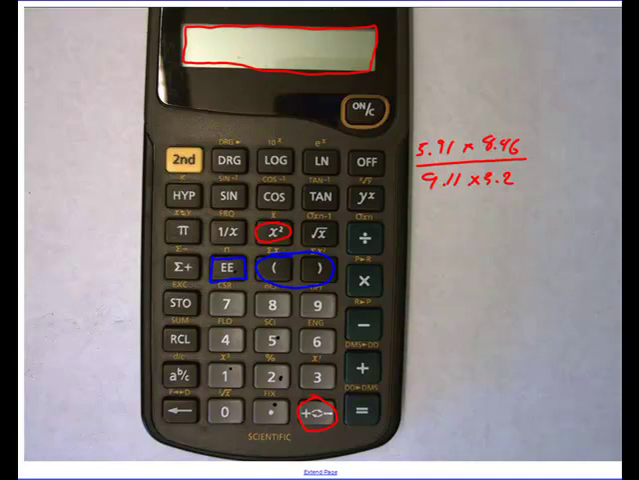So the way I take care of this is I go ahead and go 5.91 times 8.46, and then I hit the open parentheses, and I put 9.11 times 3.2, and I close the parentheses, and then I hit the equal sign. And when I do that, I get 1.7151.